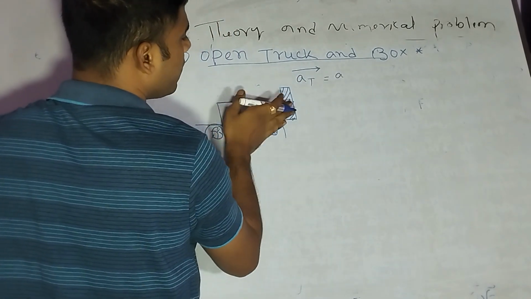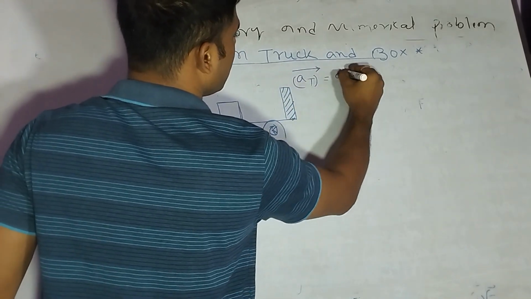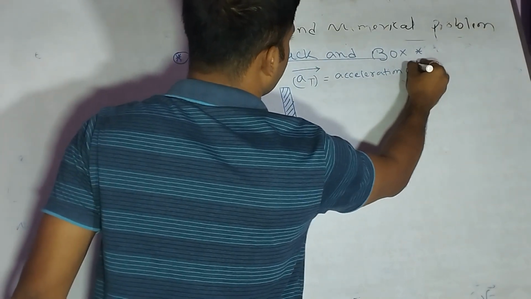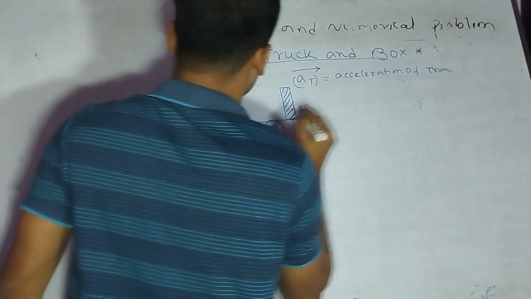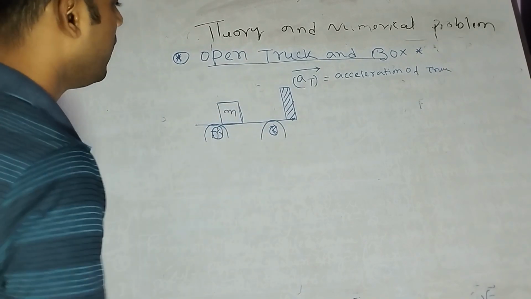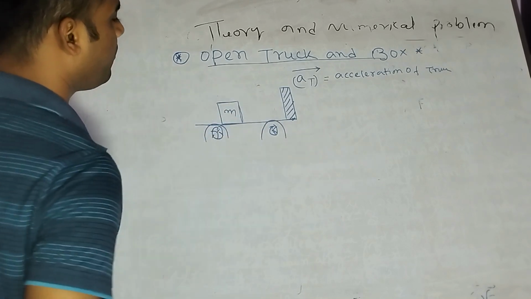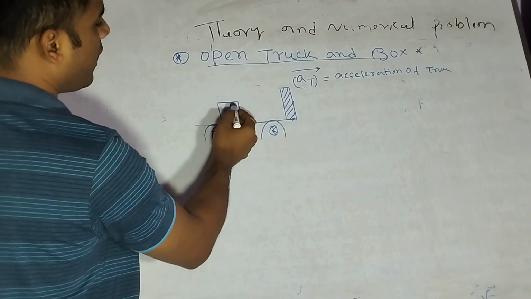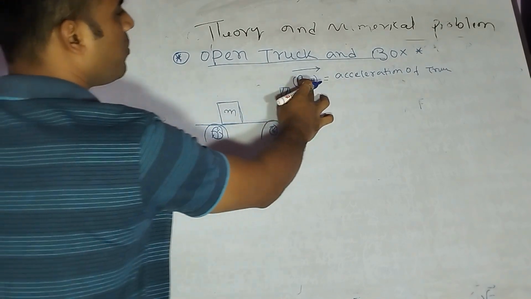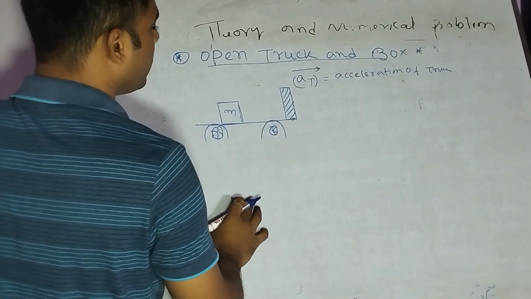I consider that the track moves forwardly. The acceleration of the track is AT. The mass of the box is m, and the box is kept on the opening end of the track. The acceleration of the truck is AT, and the truck moves forwardly.